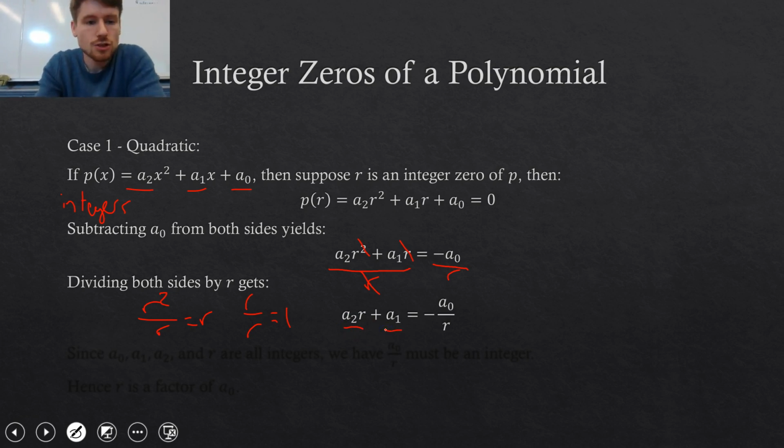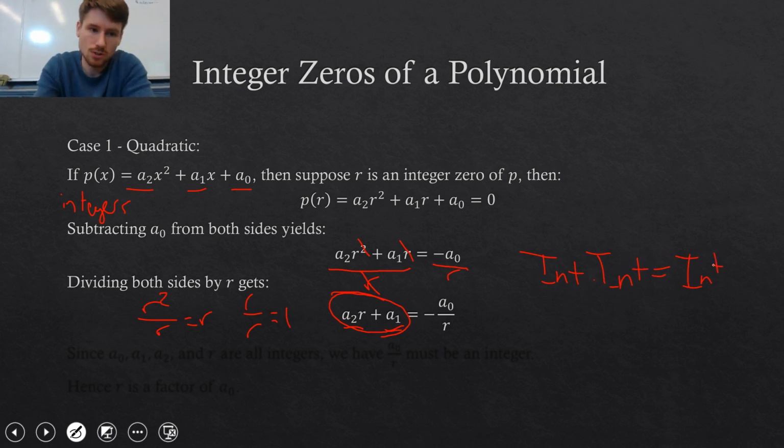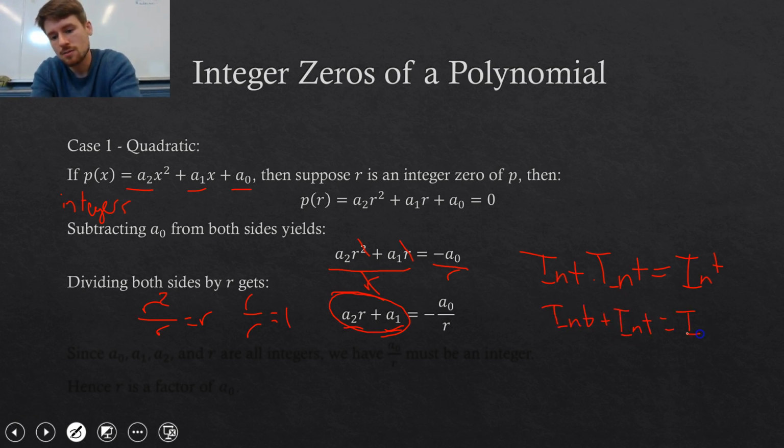Okay, so what does that tell us? Well, it tells us that we have an integer here on the left. Why is a2 r plus a1 an integer? Well, an integer times an integer is another integer, right? Any whole number times another whole number gets you a whole number. 2 times negative 3 is going to get you another integer, negative 6. And then if you add an integer plus an integer, you get an integer, right? Anytime you add integers, you get another one.